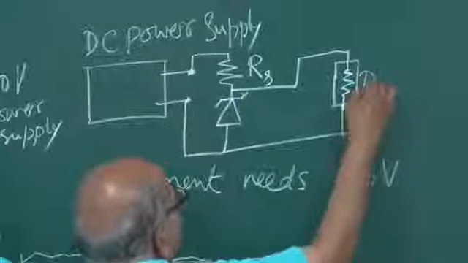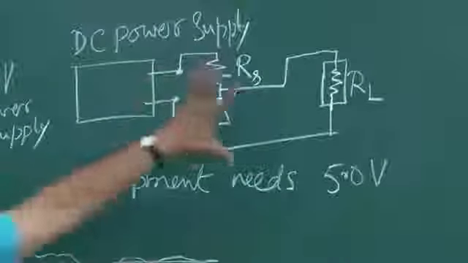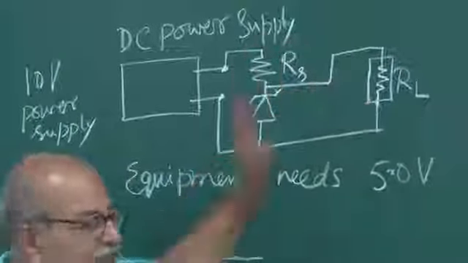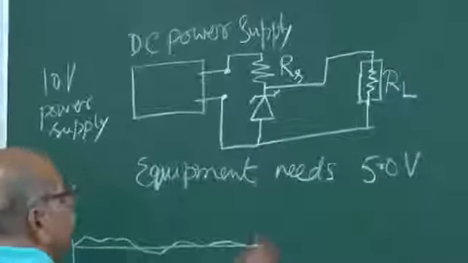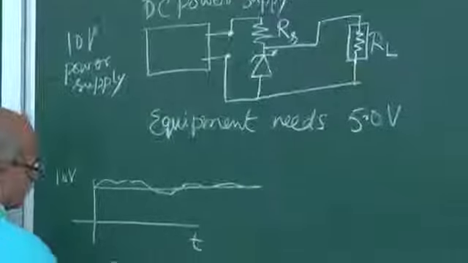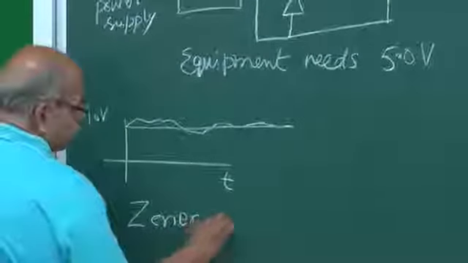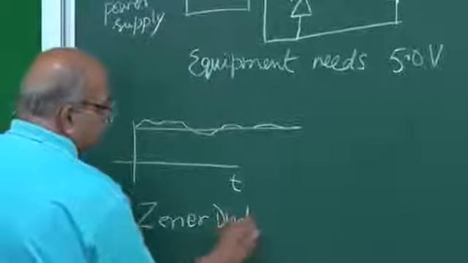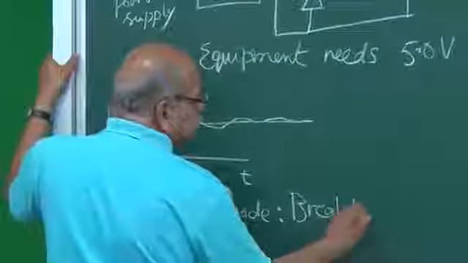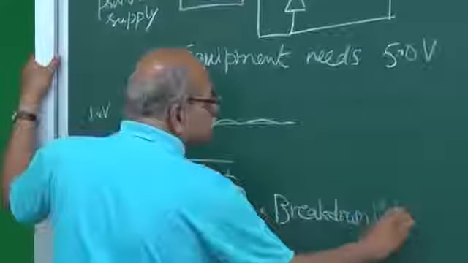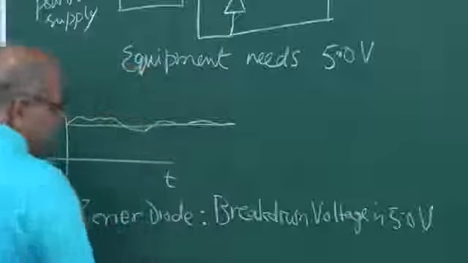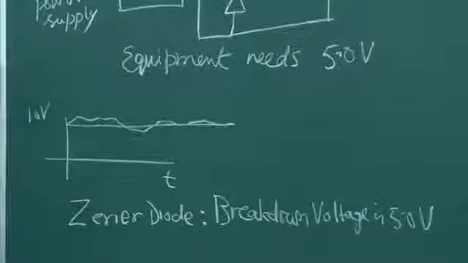So let me call this RL, load resistance. Suppose this is just a resistance, a load resistance. Whatever equipment is here is equivalent to a resistance, and it is this. And this Zener diode which I am using, the specification is that the breakdown voltage is 5.0 volts. And there is one more specification which is very important.